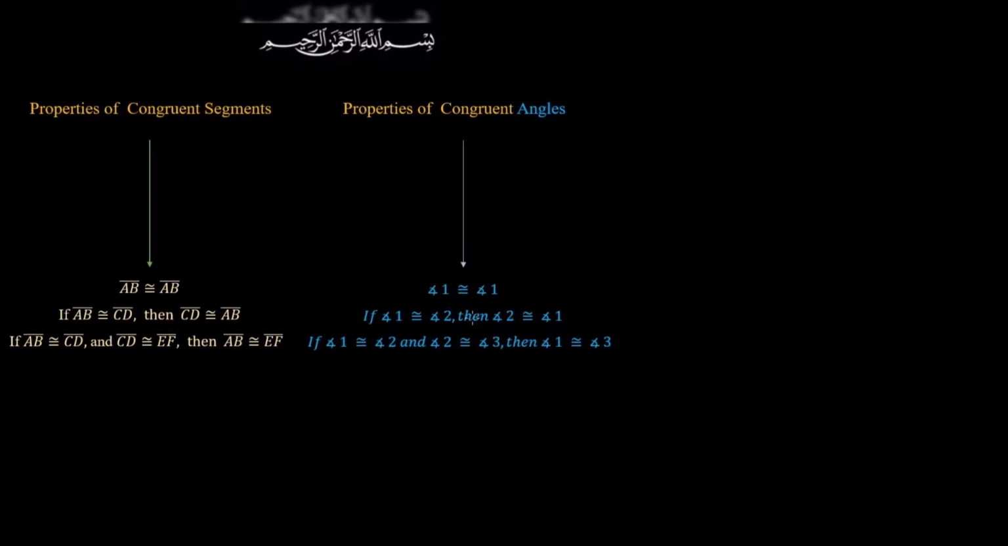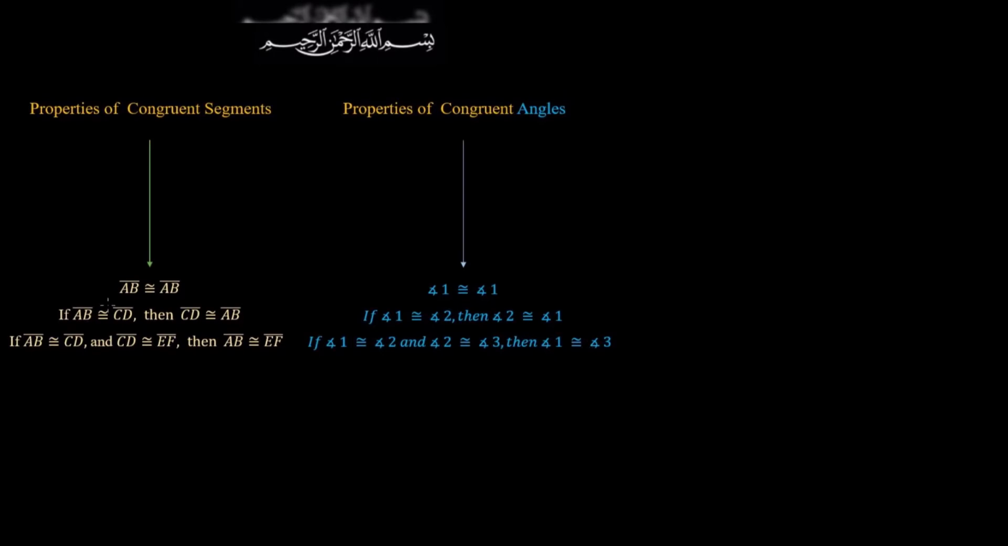Specifically, the reflexive property of congruent angles states that an angle is congruent to itself. The symmetric property of congruent angles states that if angle 1 is congruent to angle 2, then angle 2 is congruent to angle 1. And finally, the transitive property of congruent angles states that if angle 1 is congruent to angle 2, and angle 2 is congruent to angle 3, then angle 1 is congruent to angle 3.